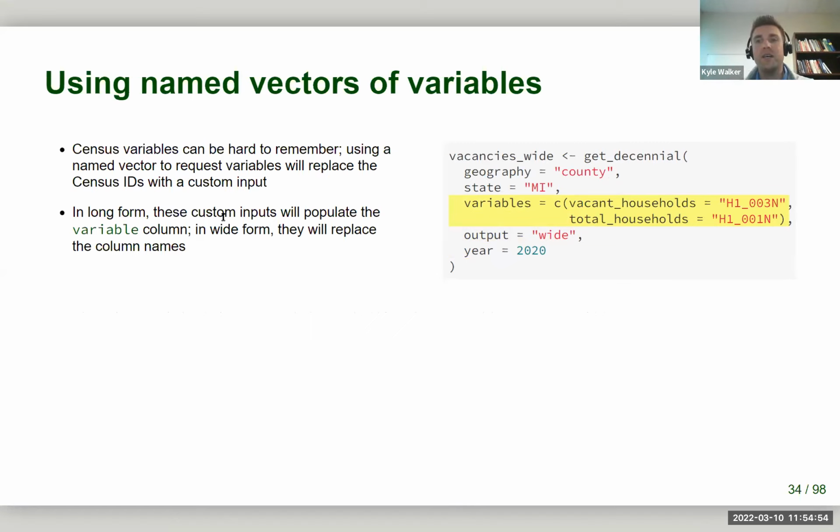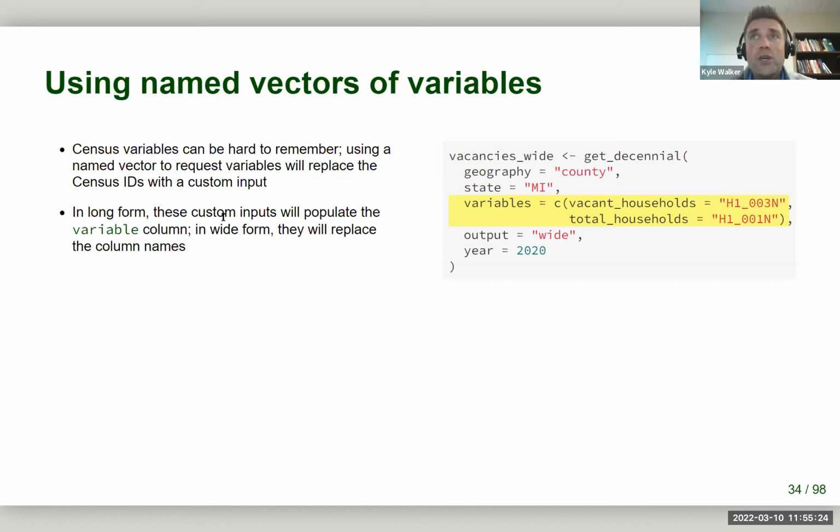What the c function does is it creates something called a vector, which is an object that can have multiple elements. So in this case, the object that we're passing to variables is not a single string of census IDs, but rather multiple census IDs. And get_decennial will fetch data for all of the census variable IDs that you asked for and give you back the appropriate data.